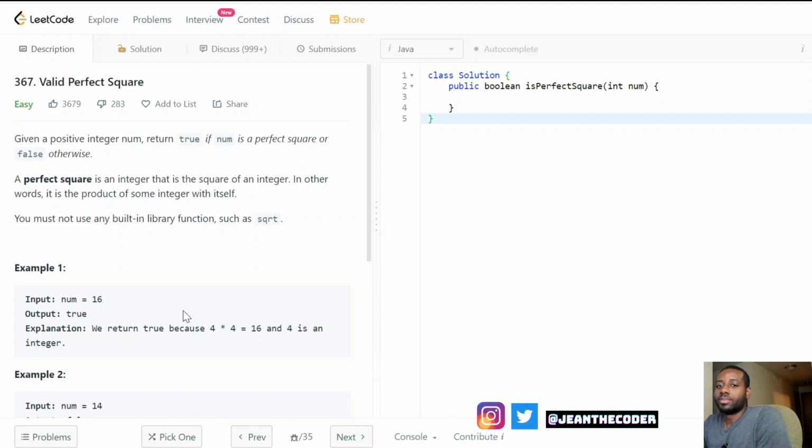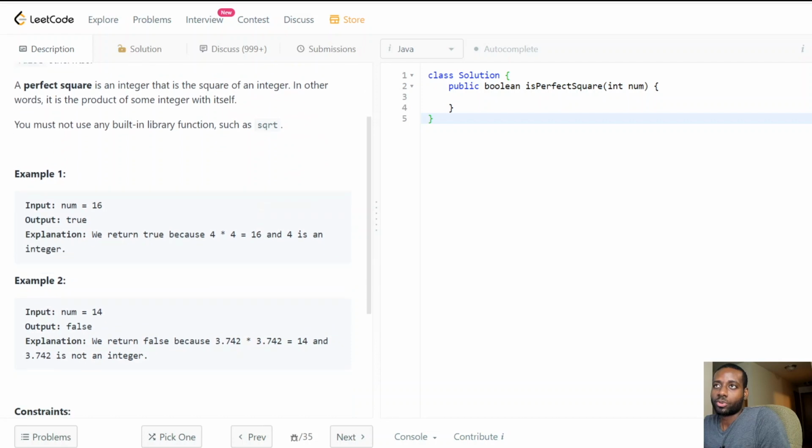Today we have an amazing problem for you guys. It's called Valid Perfect Square. This is a very, very good problem, so let's see what's going on. Given a positive integer num, return true if num is a perfect square, or return false otherwise. A perfect square is an integer that is the square of an integer. In other words, it is the product of some integer with itself. You must not use any built-in libraries such as the square root function.